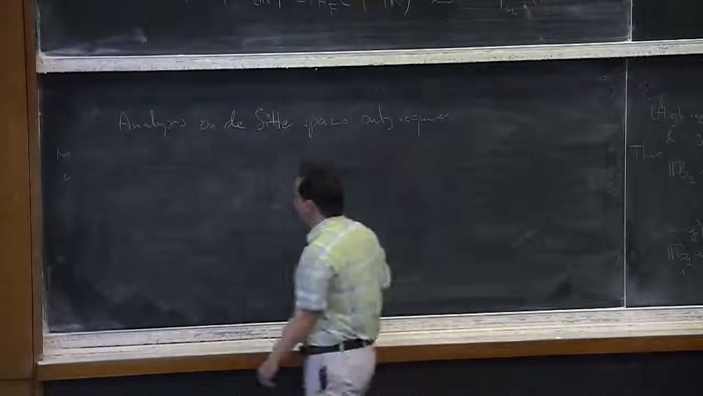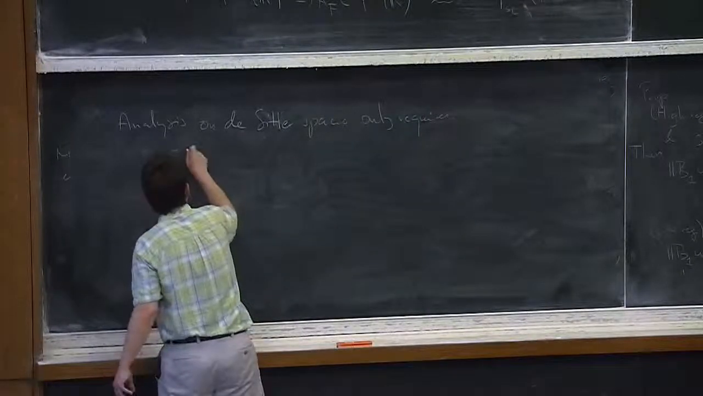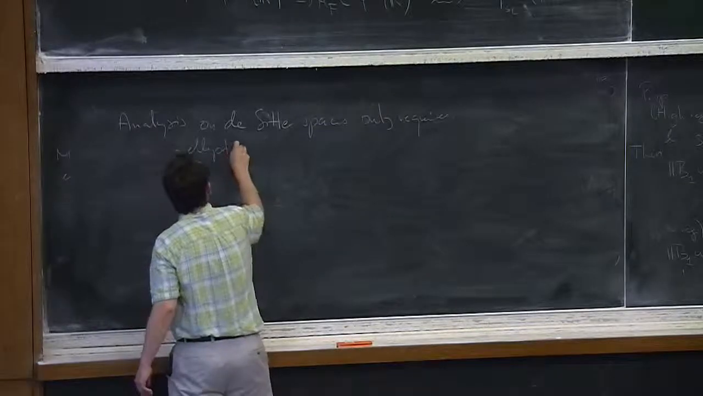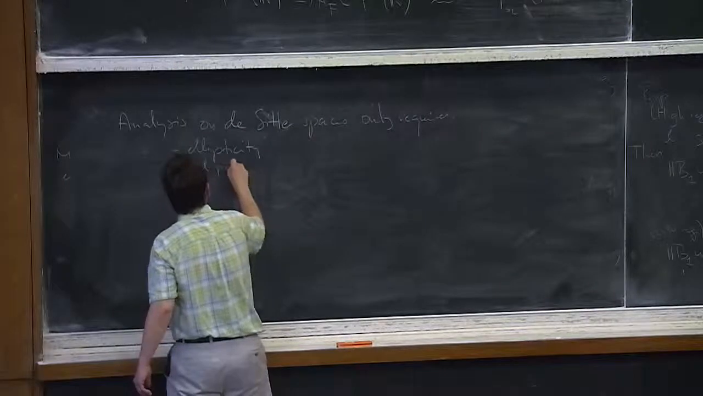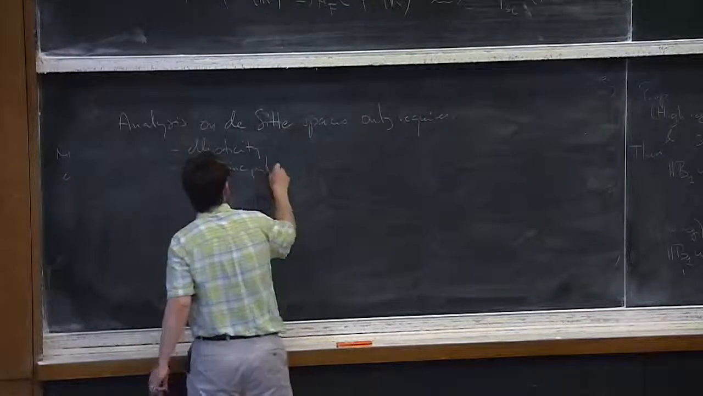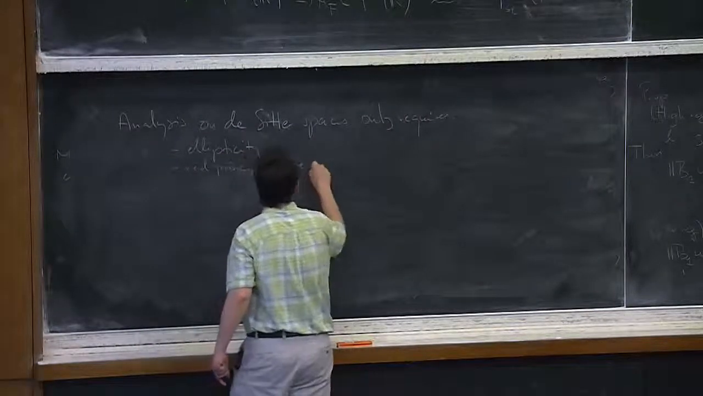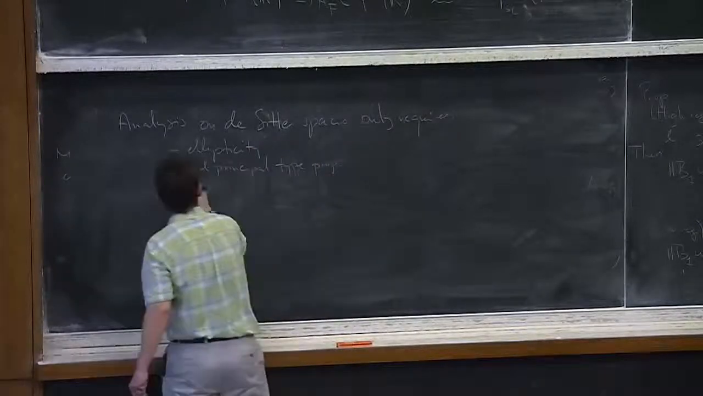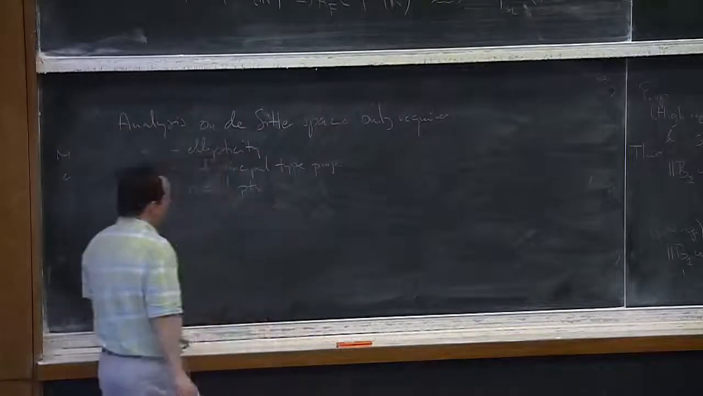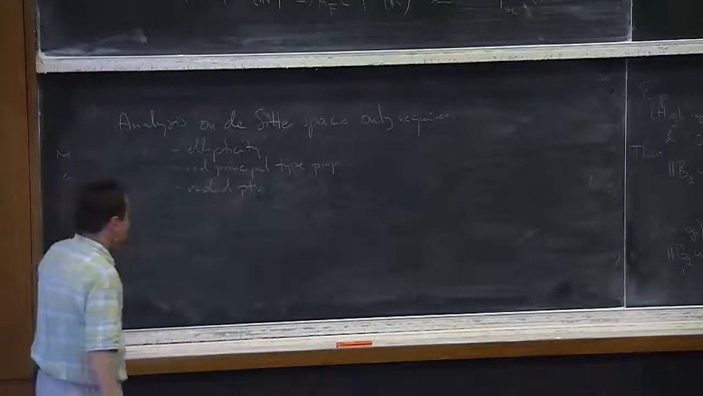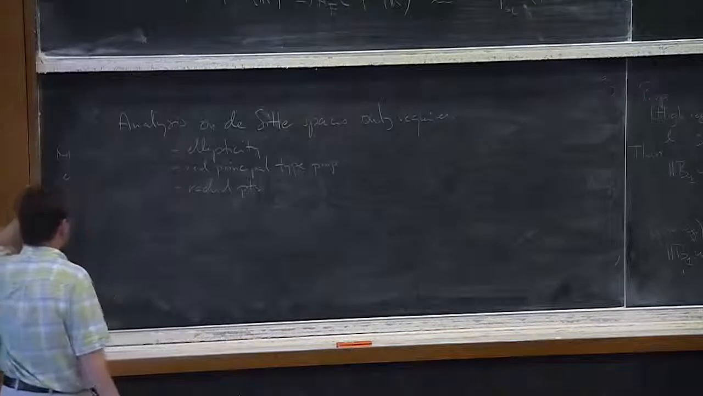So what have we talked about? This is microlocal ellipticity, real principal type propagation, so this is propagation of singularities, and radial points. Depending on what you want to do, technically at some point you can add complex absorption, but it's not crucial.